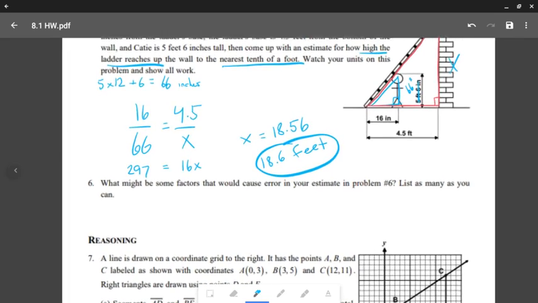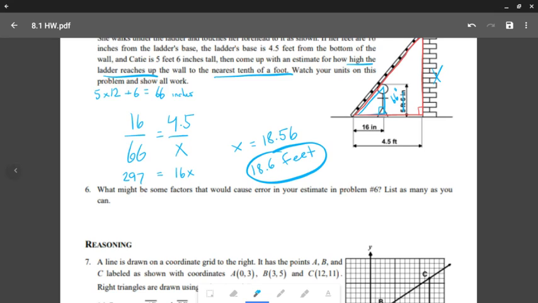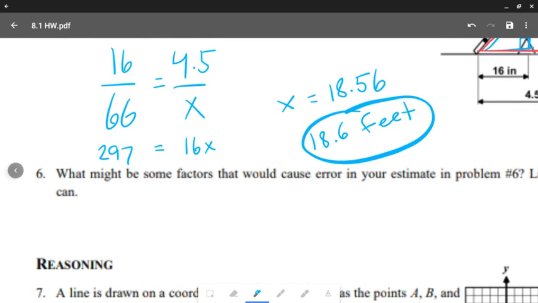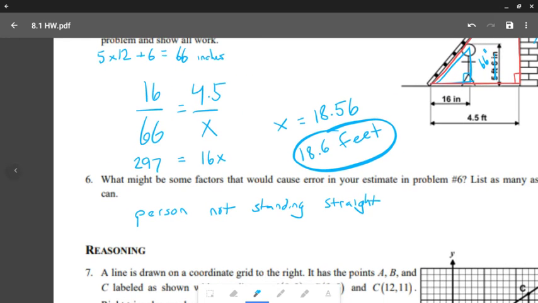But I think the biggest one here is if Katie wasn't standing straight, these wouldn't be similar right triangles. Right? If she had a little bend at her waist or she was leaning over a little bit. So similar triangles are what makes the ratios accurate. So let's just say that. Let's say person not standing straight. All right, because I think that's the biggest one that would cause error.